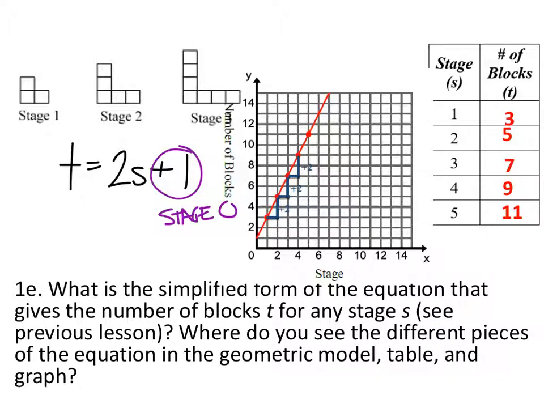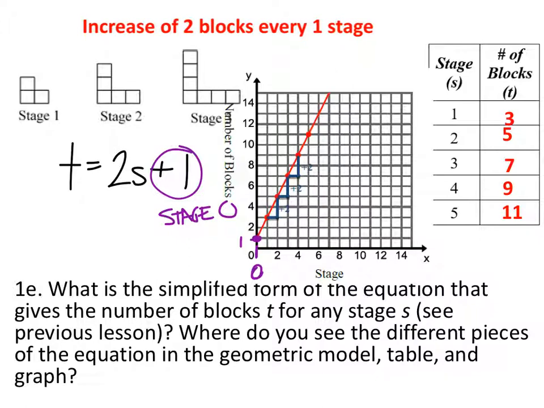So if I put stage 0 in the equation, then I would get 1 block. And it's also shown where the x value is 0 and on the line, right? That's where you'd get 1 block, okay? These two are important to identify not only in the equation but in the graph, and we'll of course look at the tables later. But there's something else as well.